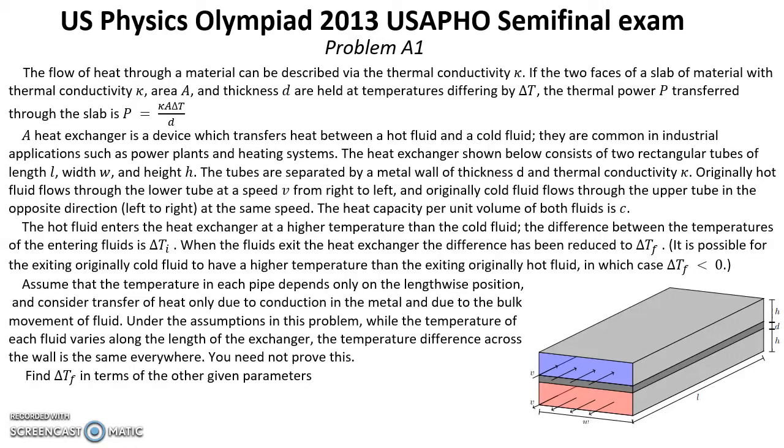When the fluids exit the heat exchanger, the difference has been reduced to delta T f. It is possible for the exiting originally cold fluid to have a higher temperature than the exiting originally hot fluid, in which case delta T f is less than 0. Assume that the temperature in each pipe depends only on the lengthwise position, and consider transfer of heat only due to conduction to the metal and due to the bulk movement of fluid.